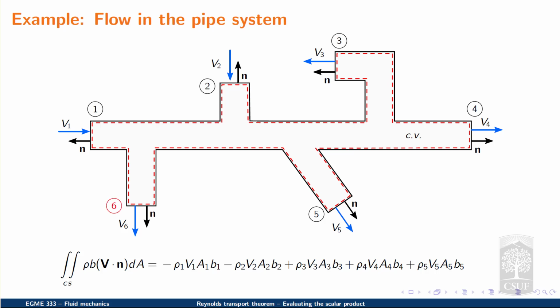And lastly, when we look at point 6, we see the exact same thing, where the local velocity vector V sub 6 points in the same direction as the little bold unit vector n. So we add rho sub 6 times capital V sub 6 times capital A sub 6 times lowercase b sub 6. And in this fashion, by utilizing the one-dimensional inlets and outlets assumption, we've taken a control surface integral and approximated it by the sum of all of the outlets minus the sum of all of the inlets.